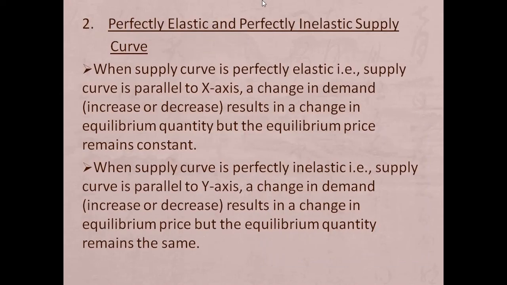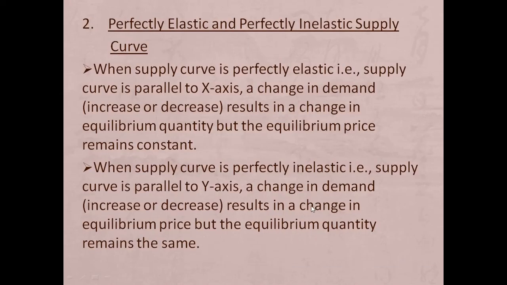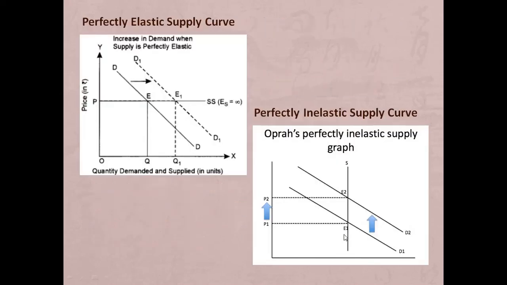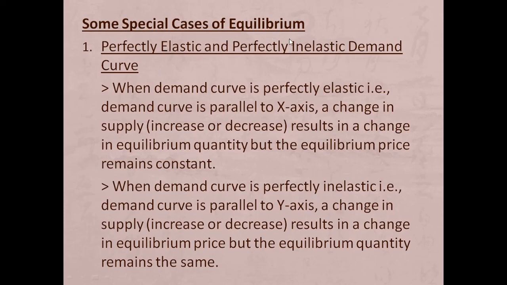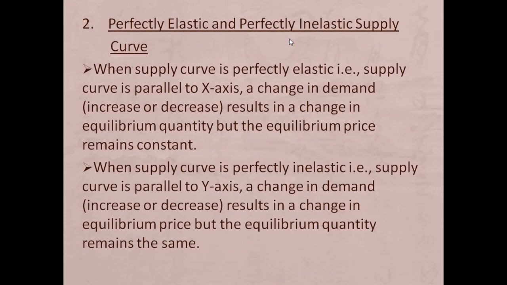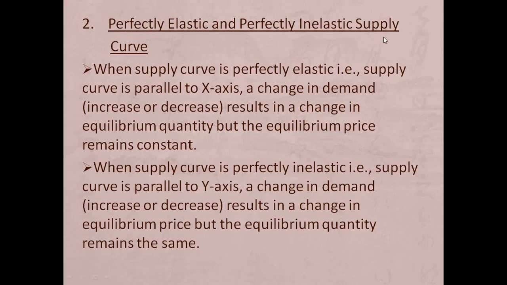Now let us talk about the perfectly inelastic supply curve. When the supply curve is perfectly inelastic, the supply curve will be parallel to the y-axis. At this point of time, any change in demand will change the equilibrium price, but the quantity remains the same. These are some special cases of equilibrium, and these cases are quite similar to each other, but only from the perspective of demand and supply.